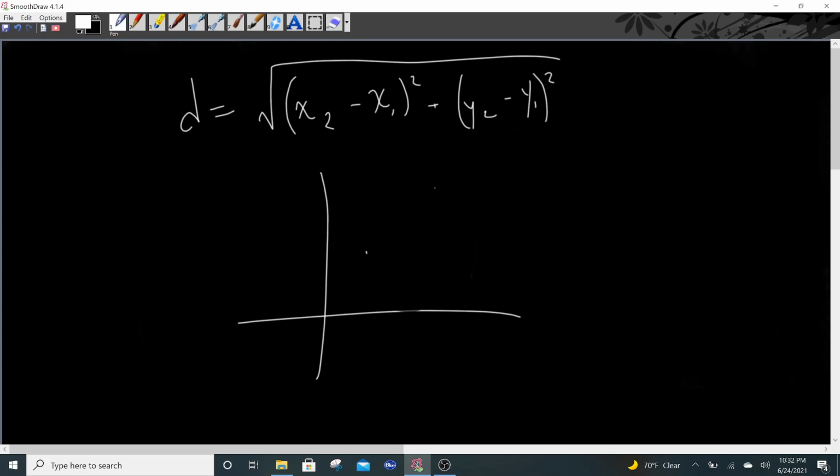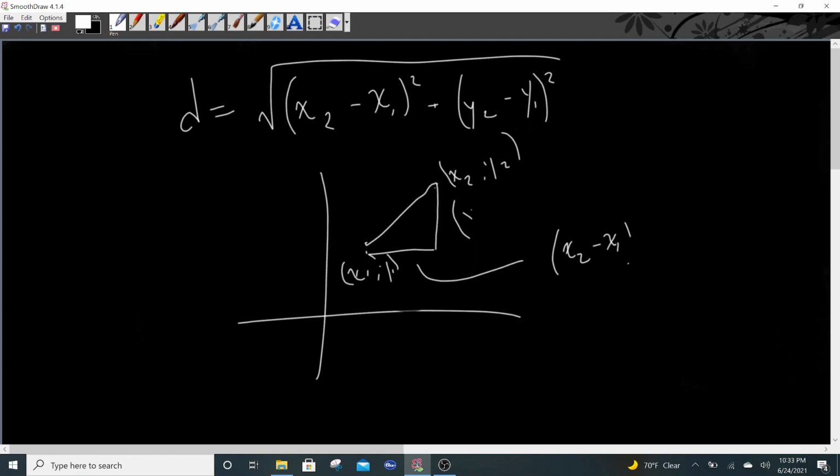y1, and x2, y2, if we were to draw a line connecting these 2 points, we'd also have to draw a line connecting these 2 points horizontally and vertically. And if this is x1, y1, and this was x2, y2, then this distance right there would be x2 minus x1, right? And then this would be y2 minus y1, that leg right there.